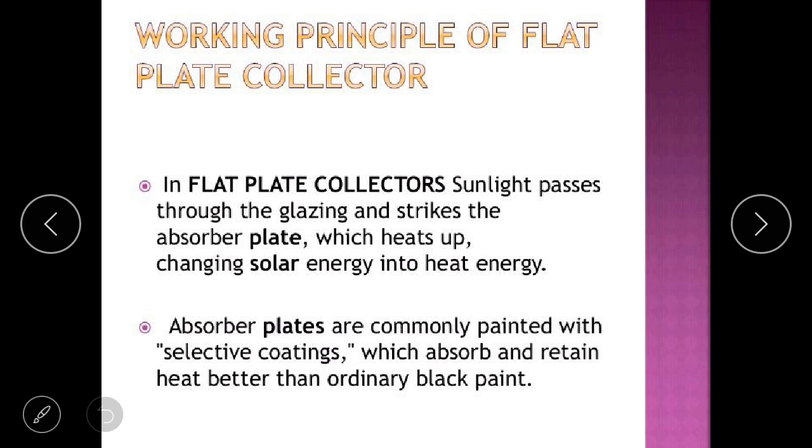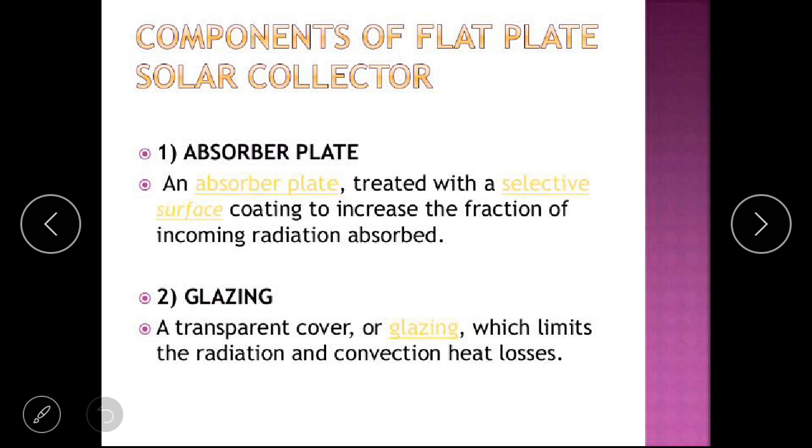Absorber plates are commonly painted with a selective coating which absorbs and retains heat better than ordinary black paint. We know that black paint is a better absorber of heat, so generally for the absorber plate we use black paint. Now next, what is an absorber plate? An absorber plate is treated with a selective surface coating to increase the fraction of incoming radiation absorbed. And glaze we already know about. Glaze is a transparent cover which limits the radiation and convection heat losses.